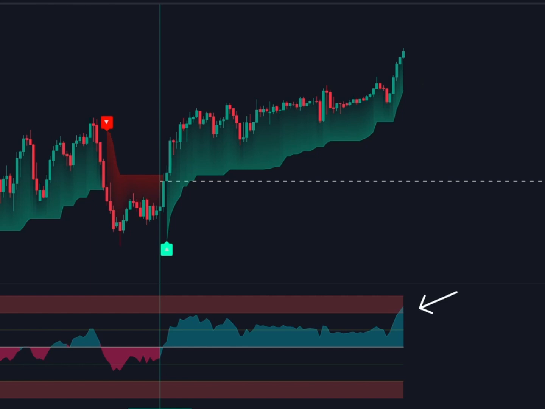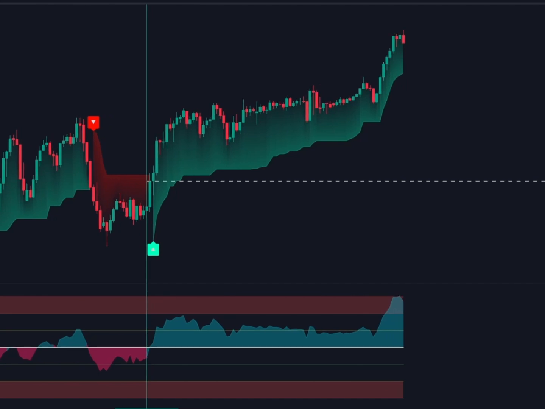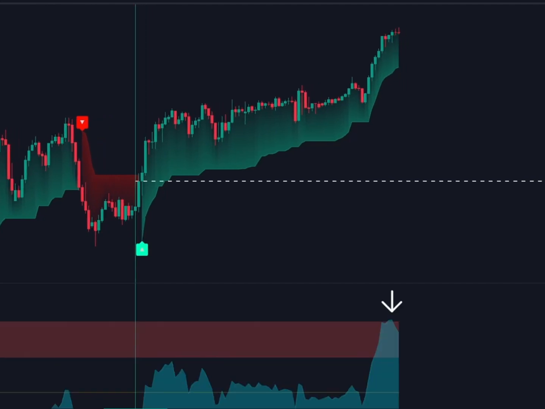Now we can go back to the Z-score and the other way to manage this position. We can watch for a move above the upper boundary by the Z-score. If this happens, pay close attention. This means the price is stretched to the extreme when compared to its recent history and is a powerful signal that it's time to exit.